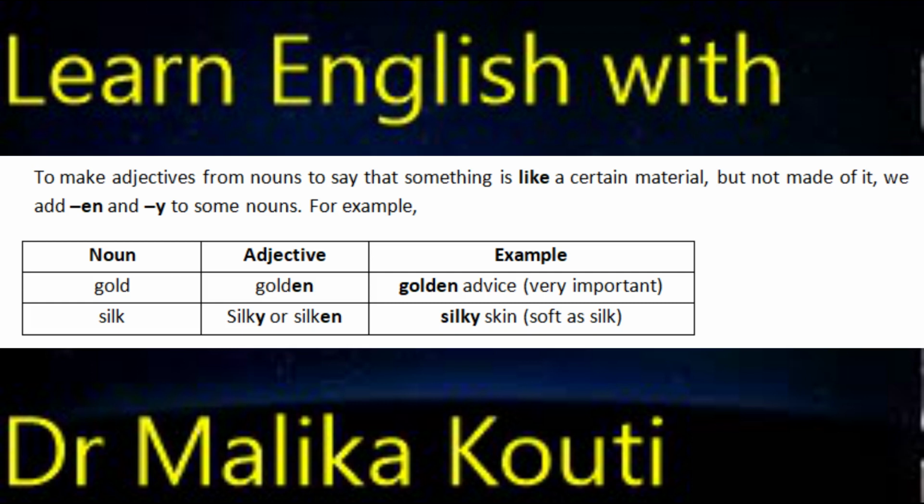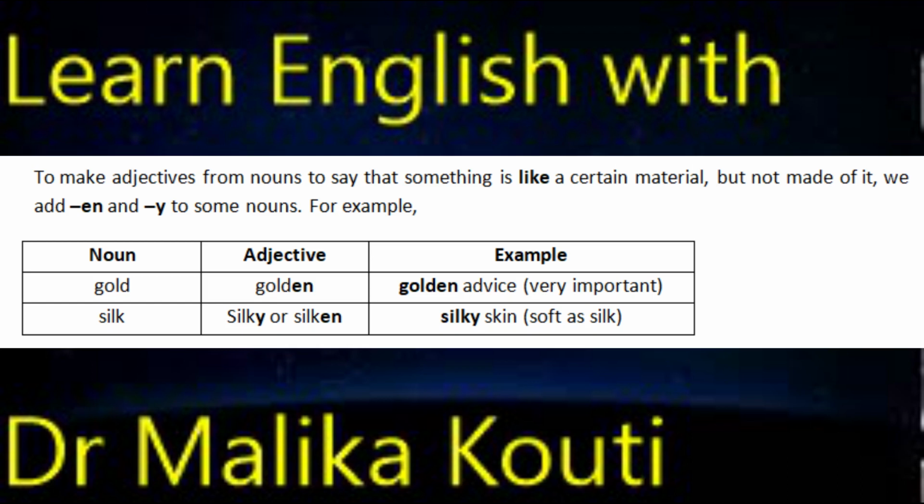Great. To make adjectives from nouns to say that something is like a certain material but not made of it, we add en and y to some nouns. For example, gold. Gold is a noun. The adjective golden. Example, golden advice. Here, we don't mean advice made of gold. No, we mean that it is a very important piece of advice or very important advice.